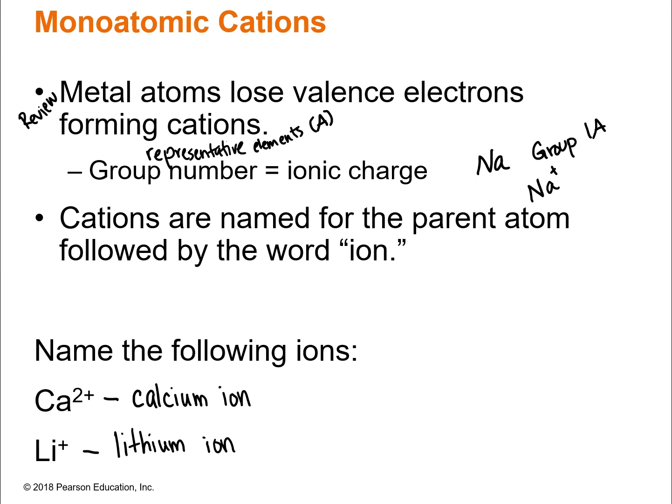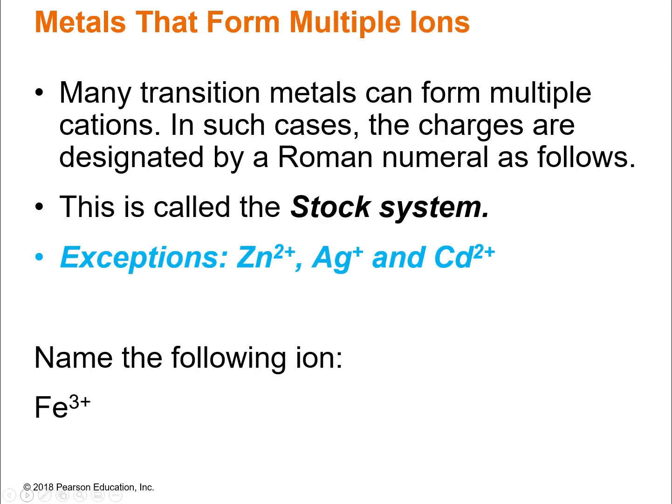But this is only for the representative elements. We've got a lot more metals than that. The metals that are in the D block, the transition metals, a lot of them can form multiple cations. So when we're writing out a name of a compound, we have to include what charge that metal is.